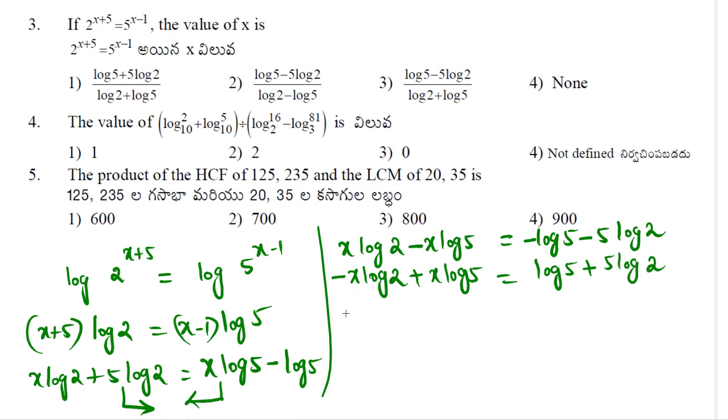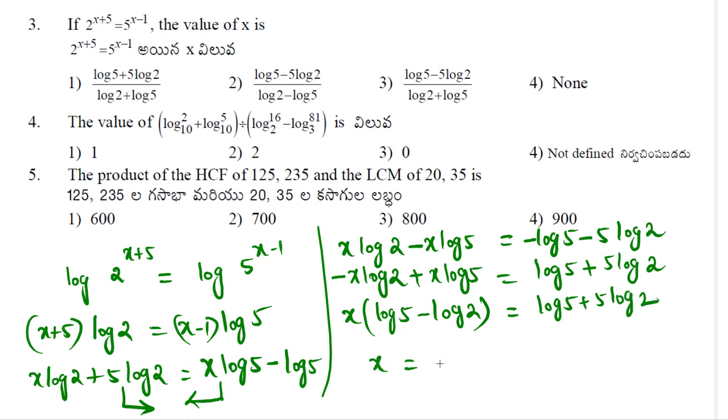Take x as common. So we will get x times, let us take first log 5, so log 5 minus log 2, equal to log 5 plus 5 log 2. Now from this we can say x equals log 5 plus 5 log 2 divided by log 5 minus log 2. Now let us find out where this one is. Option 1 no, option 2 no, option 3 no.